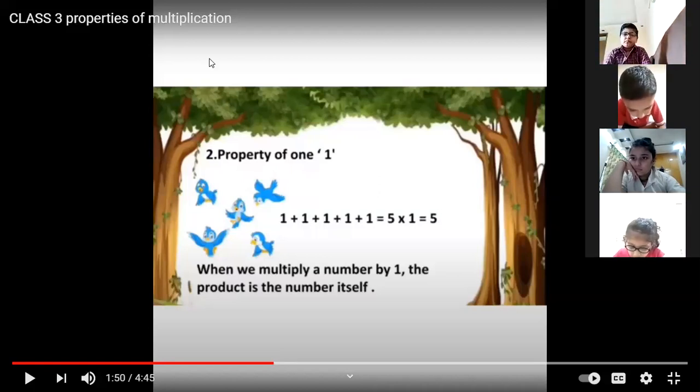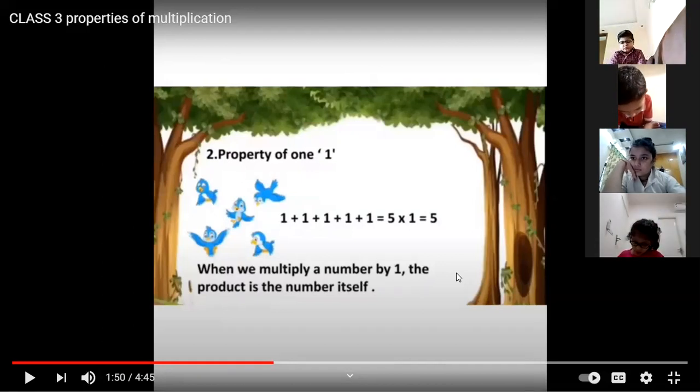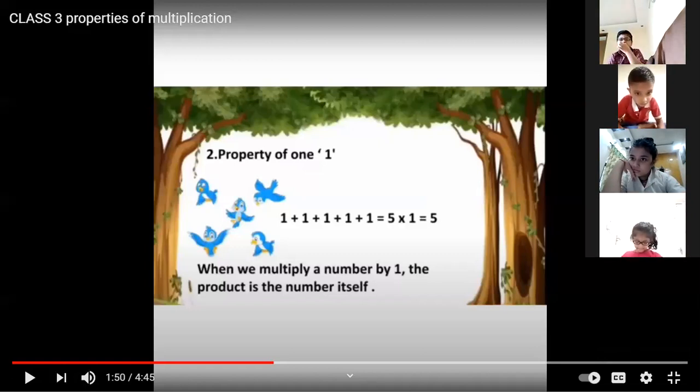Okay, so it must be clear that when we are going to multiply any number by 1, your answer will be the number itself. Okay, beta. So now we are going to move to the next property, and this time, Charvi, unmute yourself. Ujjwal, you can mute. Charvi, unmute yourself, beta.